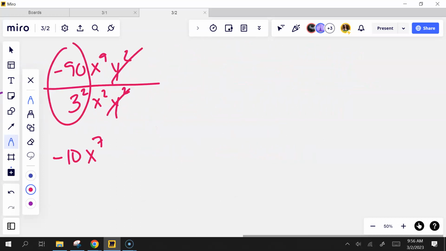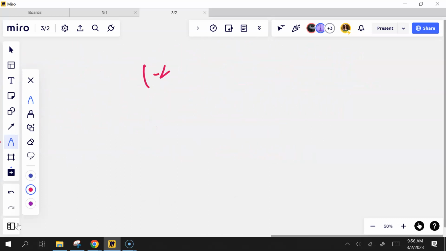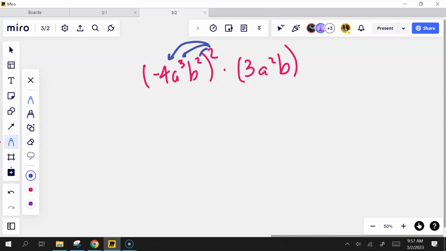Number 3. Negative 4a cubed b squared, squared, times 3a squared b. I'm going to distribute the squared first through there. Now, here's where things get a little bit tricky, because what happens when you square a negative number? It becomes positive. So really, this is like 4 squared a^6 b^4 times 3a squared b.